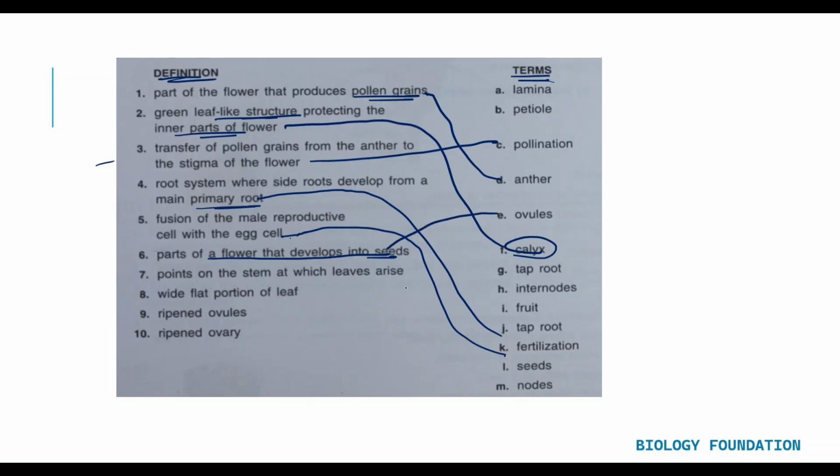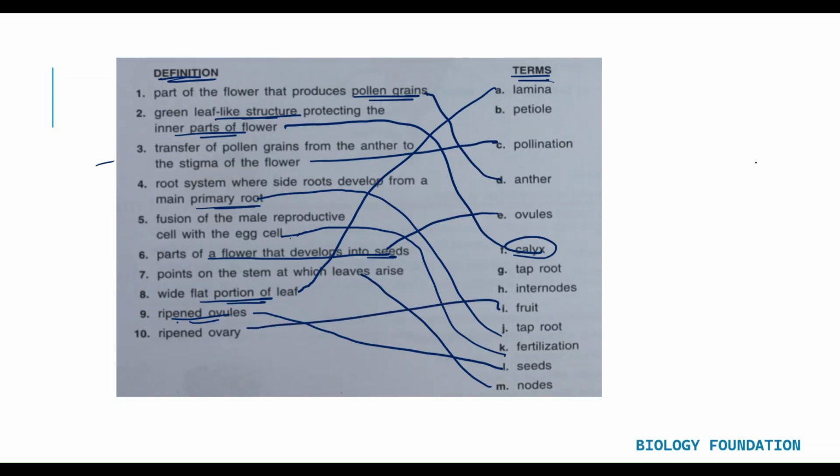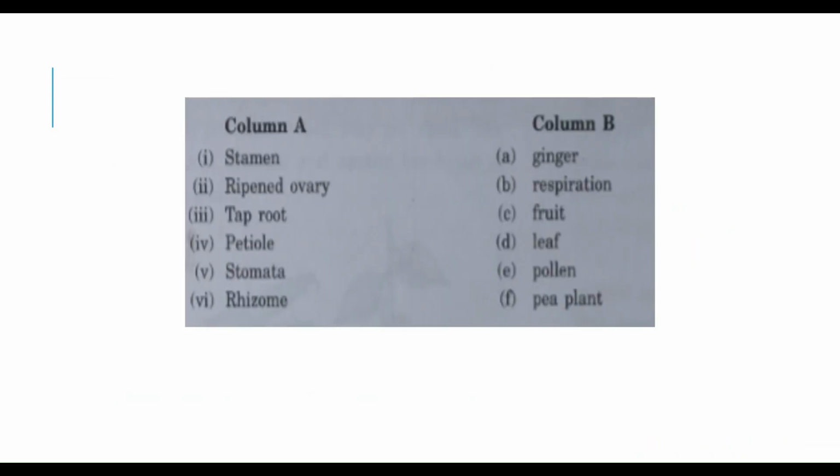Point on the stem at which leaves arise, nodes. Wide flat portion of the leaf blade or lamina is the portion of leaf which performs basically photosynthesis. Ripened ovules after complete maturity or after fertilization, they develop into seeds. Ripened ovary, fruit. So it's very important after fertilization, ovary develops into fruit, and ovules, which are the small structures present inside ovary, they develop into seeds. Okay, they are post fertilization products, products which are formed after fertilization.